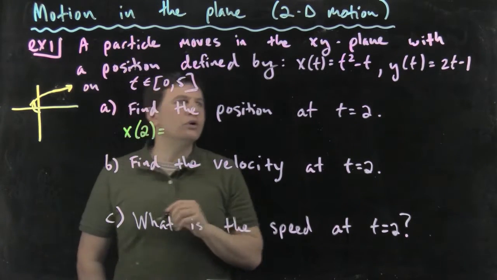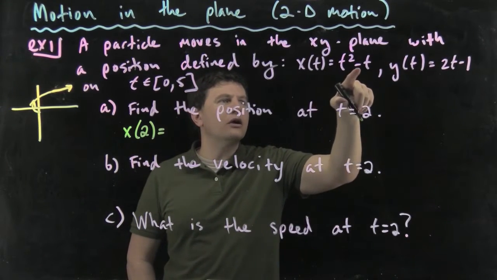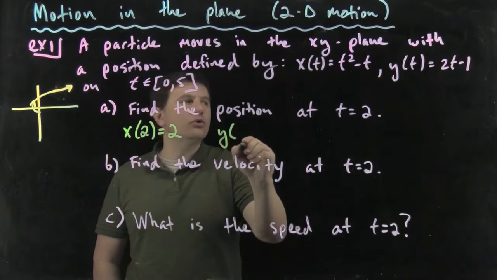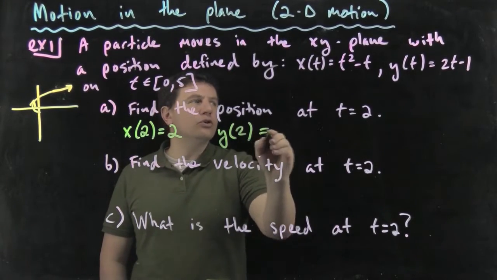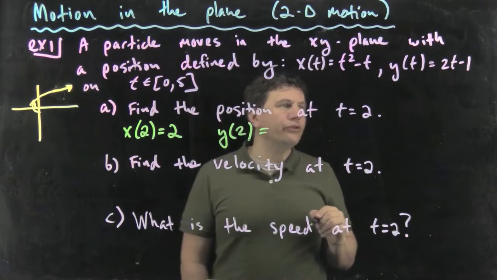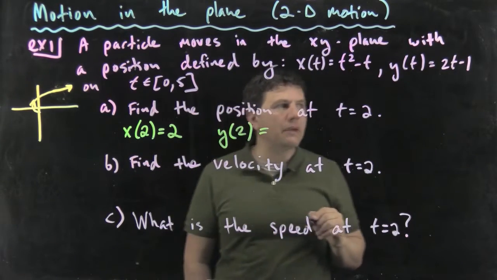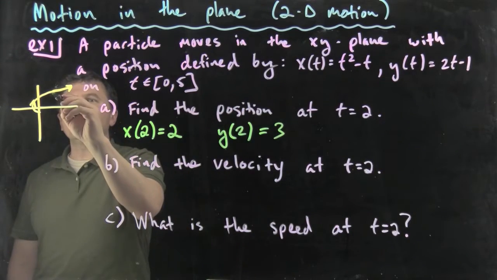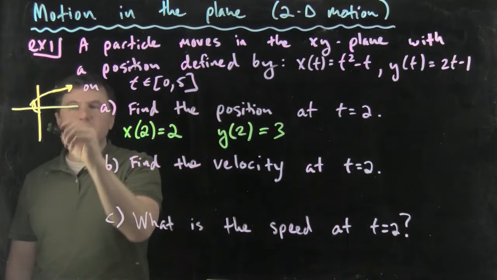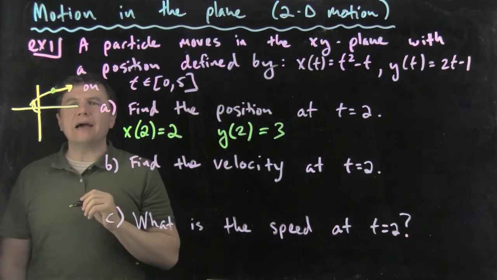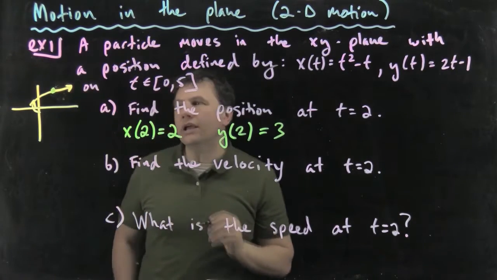So x of 2 is equal to 2 squared, which is 4, minus 2, so that's 2. And y of 2 is equal to 4 minus 1, which is 3. Sorry, that took me a moment here. So what we're going to be analyzing, at least for these couple of questions, is what this thing is doing at that point, (2, 3).